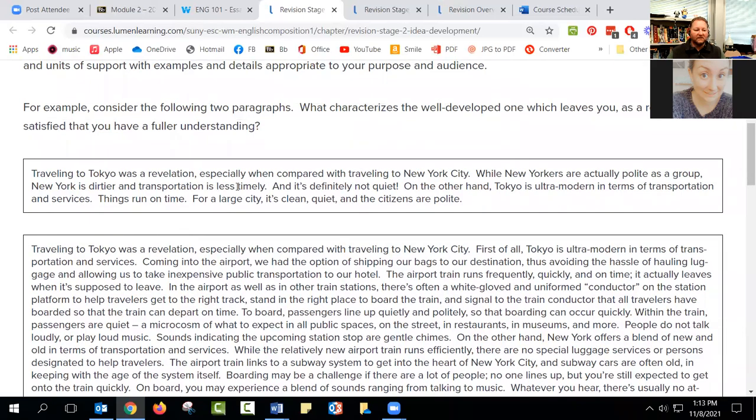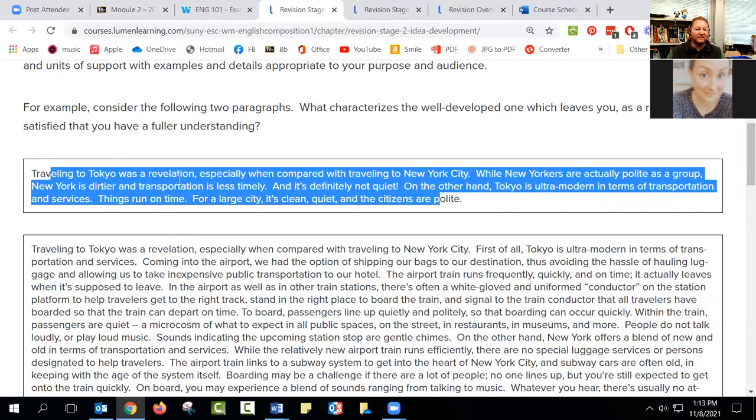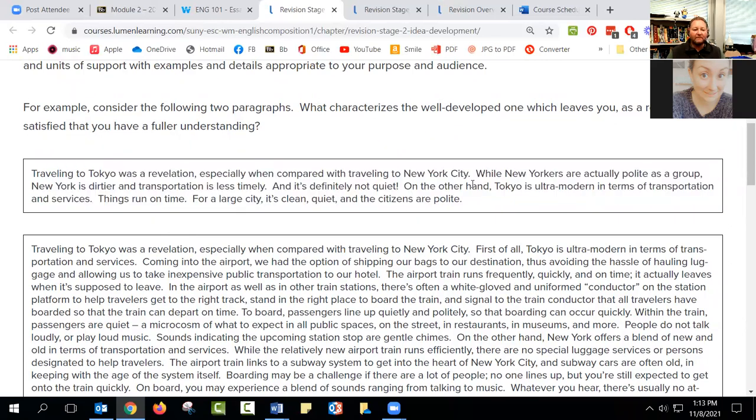Now, this totally makes sense. This is a body paragraph. It has a topic sentence. It has some support, right? But there are so many things that could be improved here.